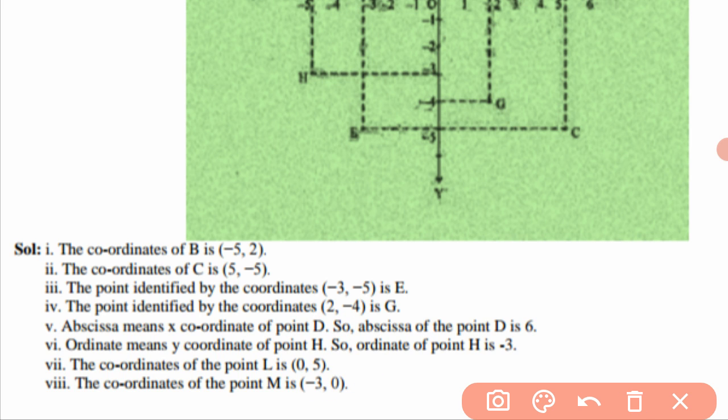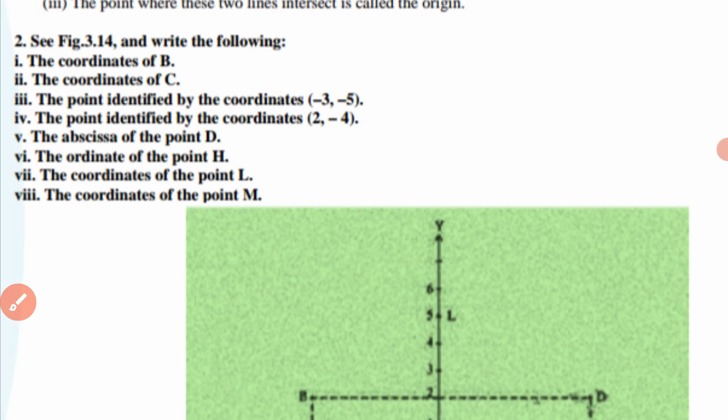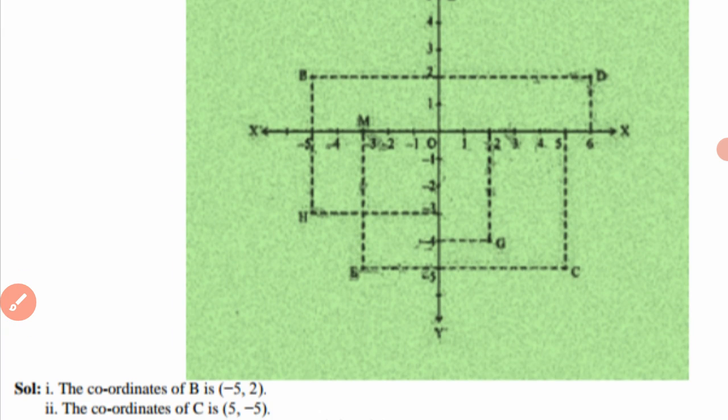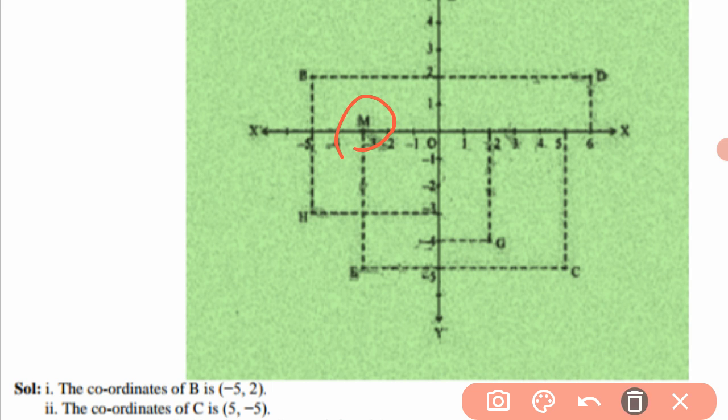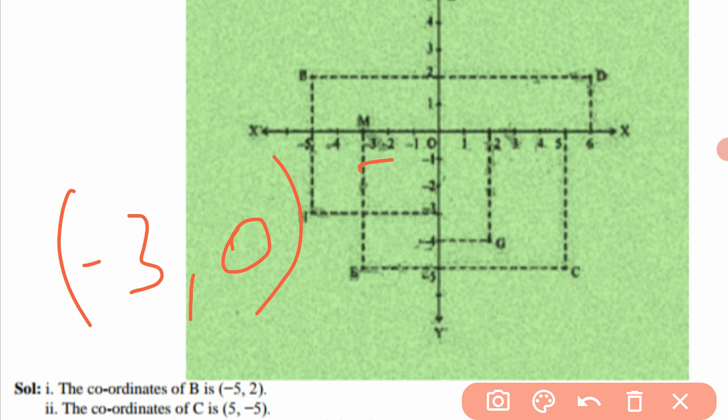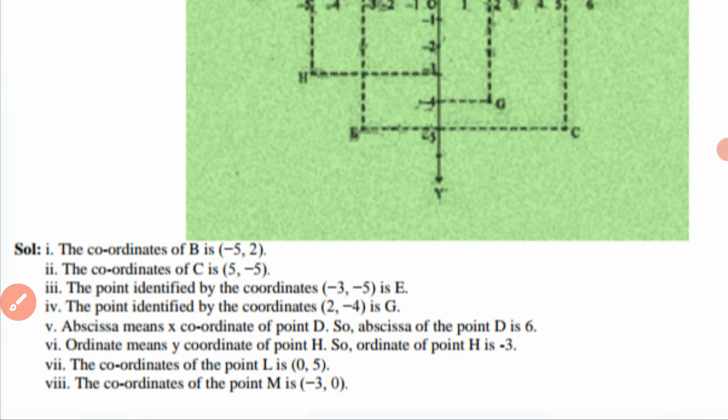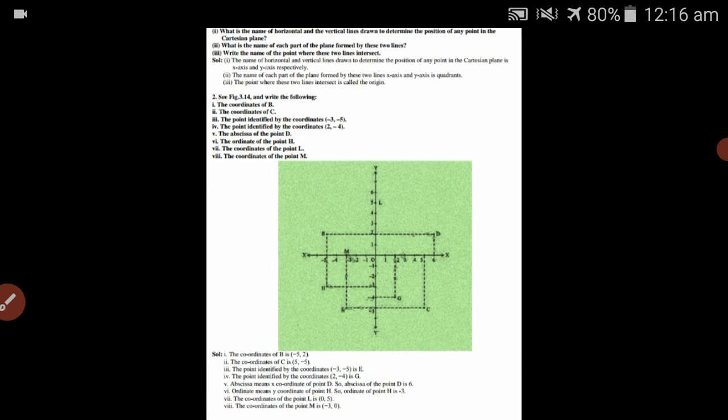Now the eighth part. In the eighth part we have to tell the coordinates of point M. Here we can say x is -3 and y is 0. So the coordinates of point M will be -3 and 0. In this way this exercise is completed.